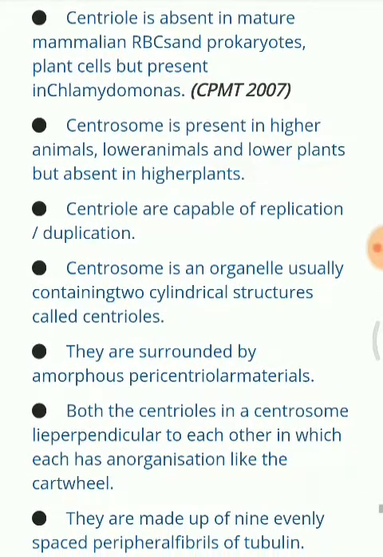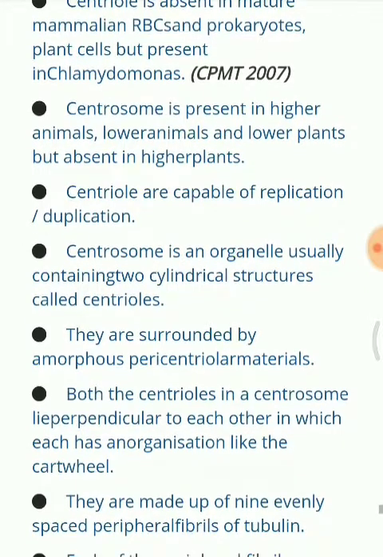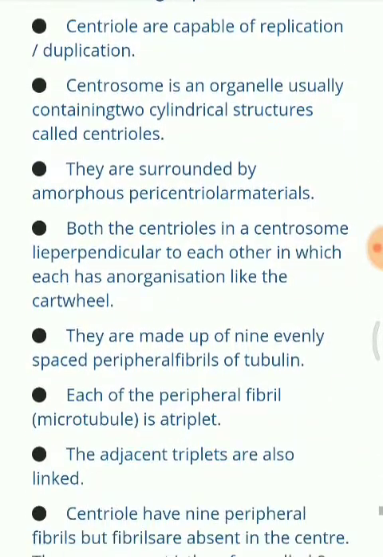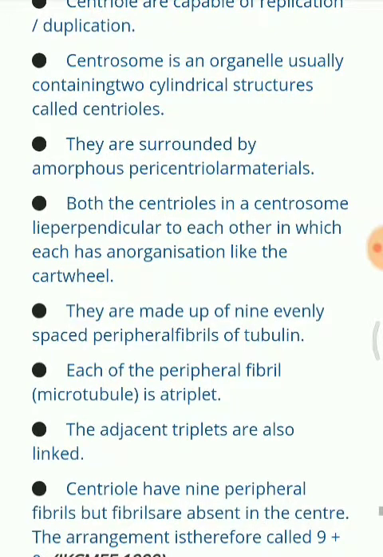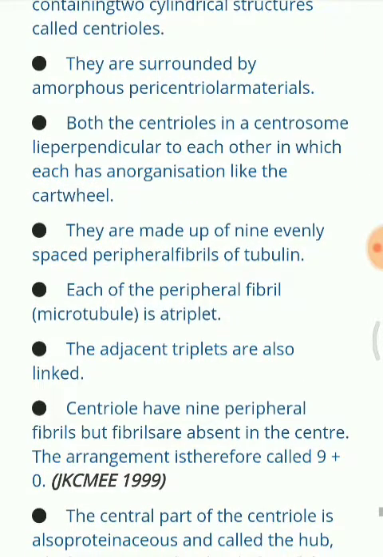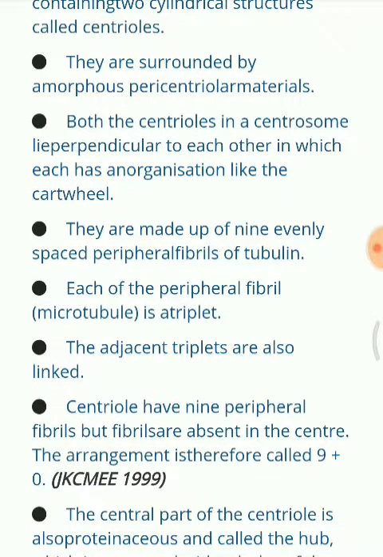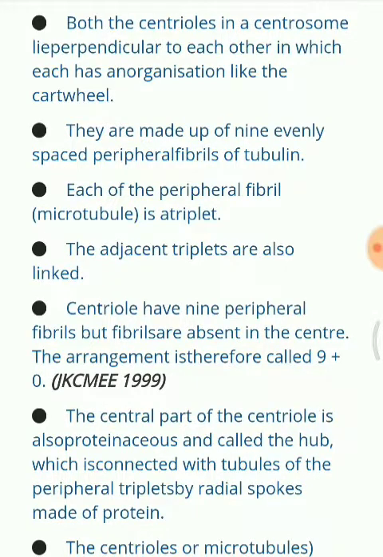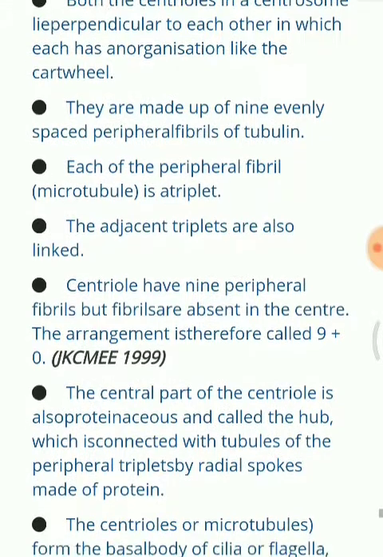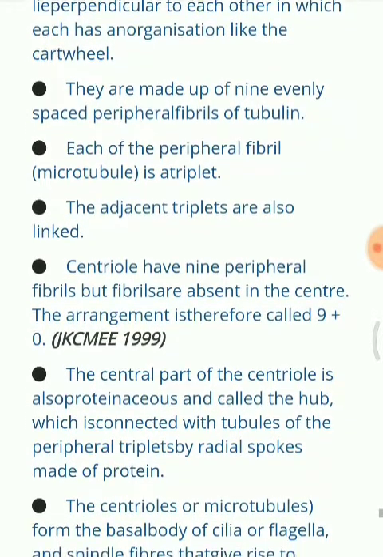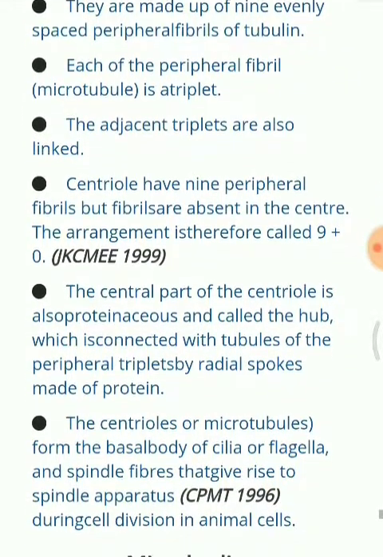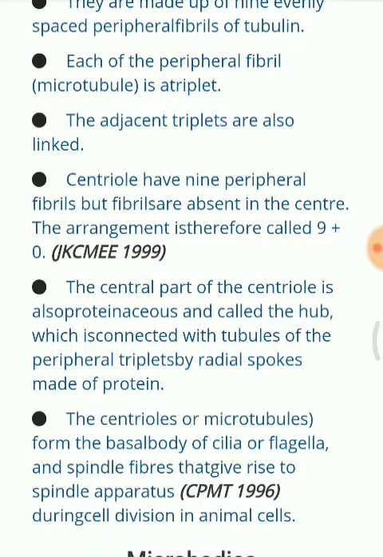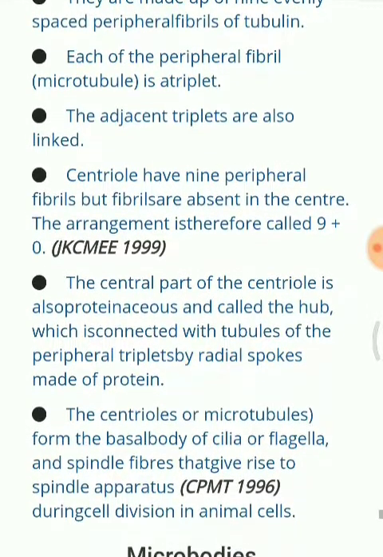Centrioles are capable of duplication. Centrosome is an organelle usually containing 2 cylindrical structures called centrioles. They are surrounded by amorphous pericentriolar material. Both of the centrioles in the centrosome lie perpendicular to each other, and each has an organization like a cartwheel. They are made up of 9 evenly spaced peripheral fibrils of tubulin. Each of the peripheral fibrils is a triplet. The adjacent triplets are also linked. Centriole has 9 peripheral fibrils, but fibrils are absent in the center. The arrangement is therefore called 9 plus 0. The central part of the centriole is also proteinaceous and called the hub, which is connected with tubules of the peripheral triplets by radial spokes made up of proteins.